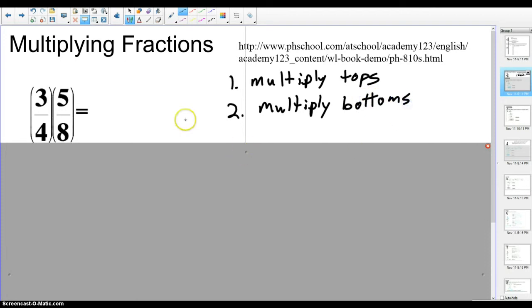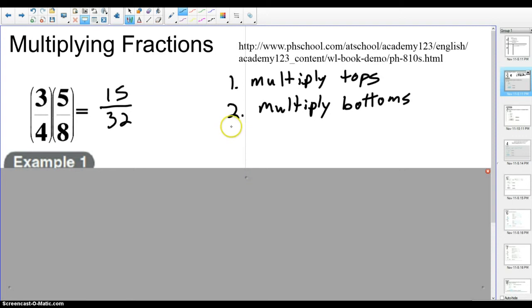So when we do that, we do 3 times 5, and we get 15, and 4 times 8, and we get 32. And our final answer is 15/32. Now, when we get to more complex problems, there's going to be a step 3, and that is simplify. And when we get to really complex problems, like with mixed numbers, we'll get into those later. So don't worry about that for right now.